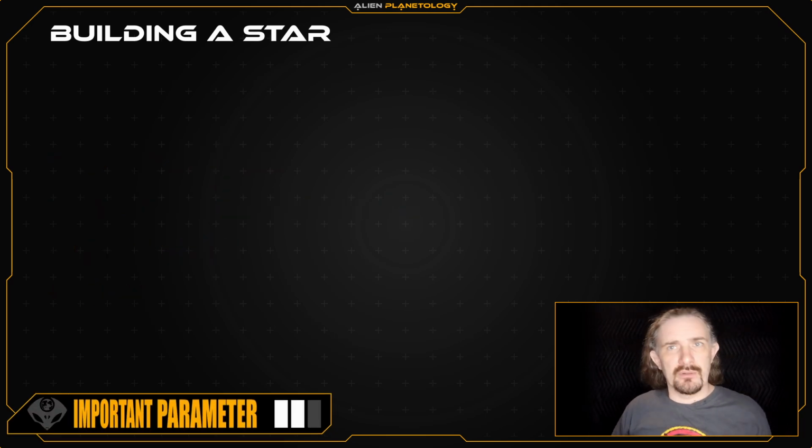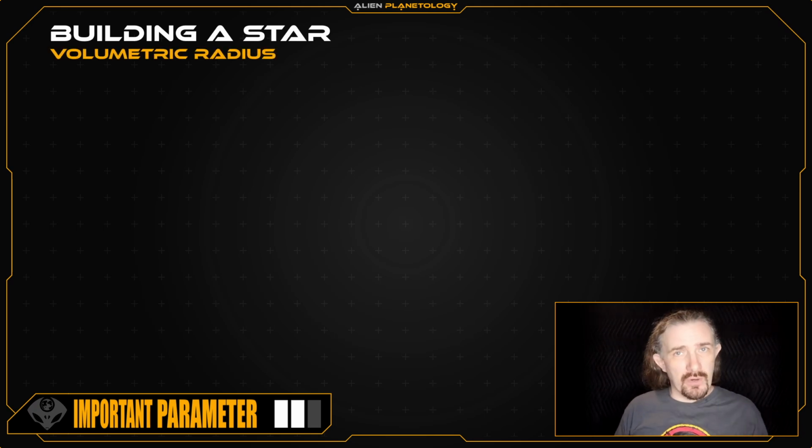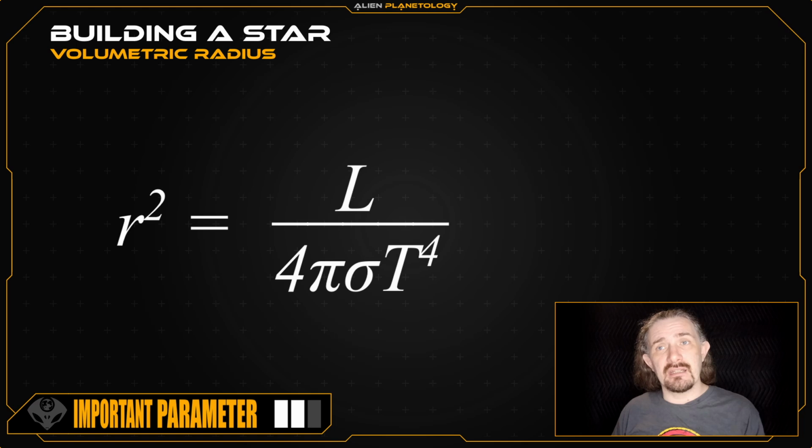The first important parameter that we're going to calculate is our star's radius. To do this, we're going to use this equation, which states that the square of our star's radius is equal to our star's luminosity, in watts, divided by 4 pi times the Stefan-Boltzmann constant times our star's effective temperature, in Kelvin, raised to the 4th power.